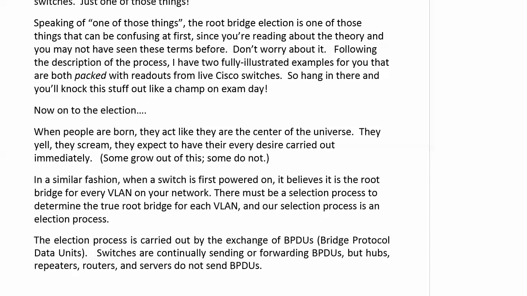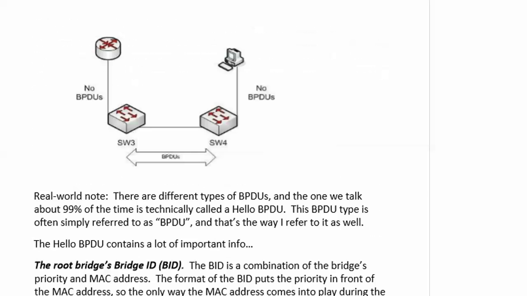But when our switches fire up in our networks, a switch, when it is first powered on, believes that it is the root bridge for every virtual LAN on our network. Now, that would be fine if we only had one switch in our network, but we probably don't. So we have to have some kind of selection process. And actually, our selection process is an election process. The election process is carried out by the exchange of something we call a BPDU, a Bridge Protocol Data Unit. Switches are continually sending or forwarding BPDUs, but hubs, repeaters, routers, servers, PCs, none of those devices send BPDUs.